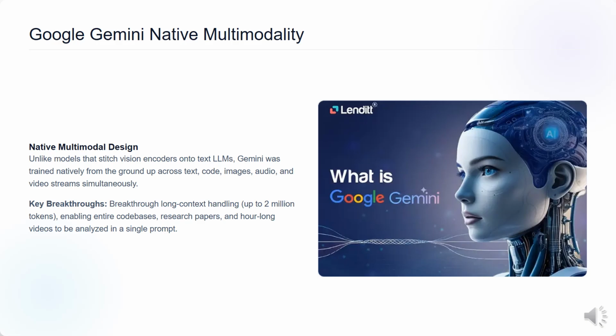Google Gemini: native multimodality. So next we have Google Gemini. One of the major features highlighted here is native multimodality. Multimodality means that the model can work with different types of information such as text, code, images, audio, and video. According to the slide, Gemini was designed from the beginning to work across these different data types instead of simply adding separate vision or audio systems to a text model.